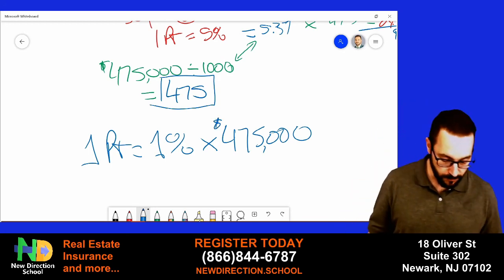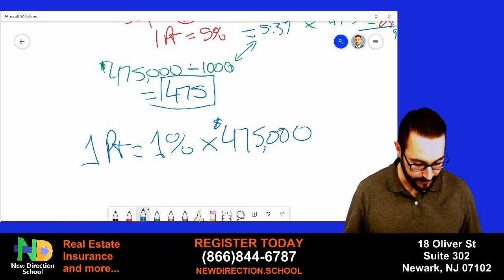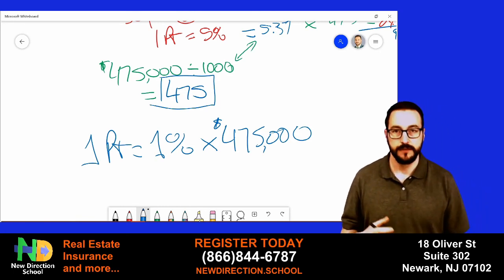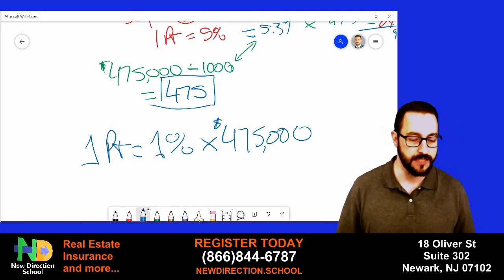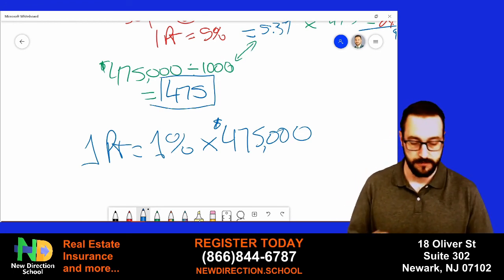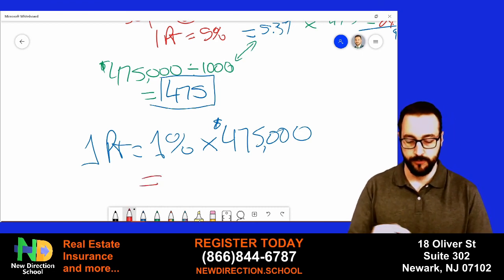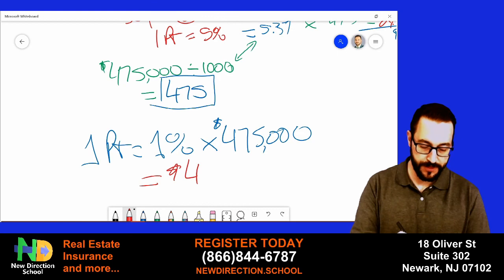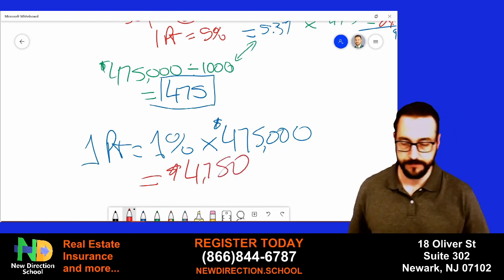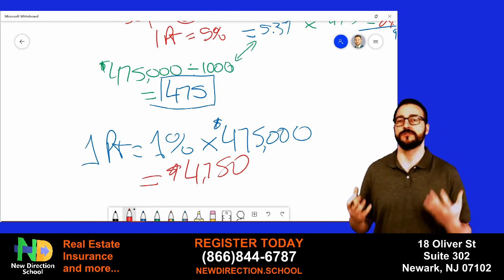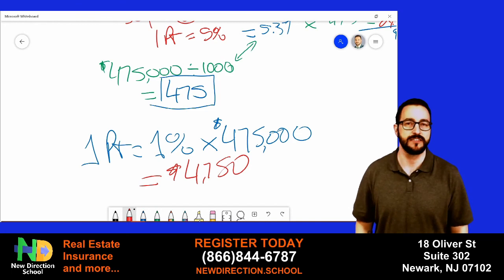All right? So my question now is, $475,000 times 1%, how much is that? You're prepaying an extra $4,750. And now it's messing with your mind even more. Why would it make sense? $4,750 for me to save $76 a month.